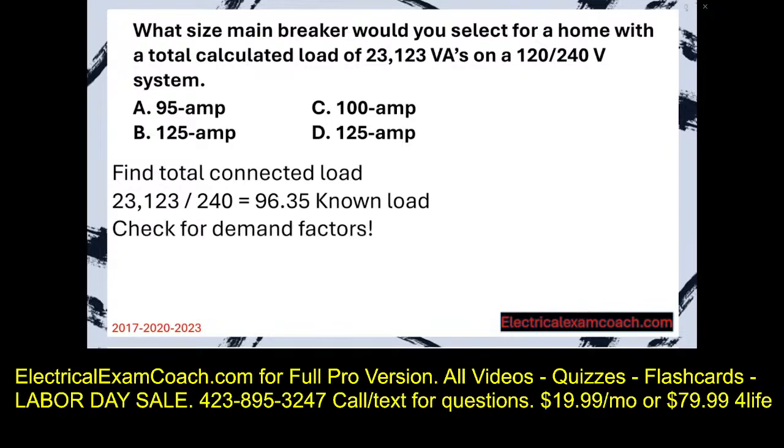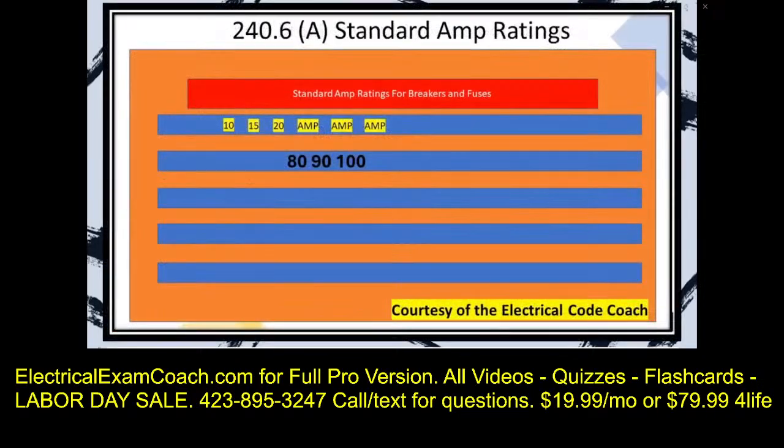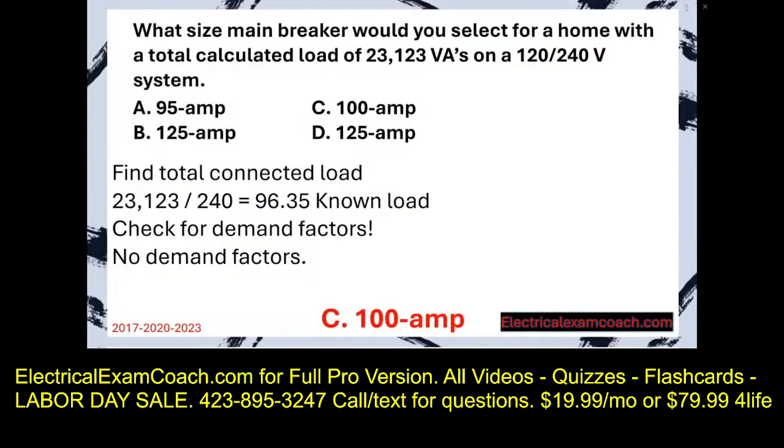Now we check for demand factors. Because this load calculation was already performed, there are no more demand factors to do. They were done along the way, right? We would have performed our range demand factor, our dryer demand factor, and then now we have this total lump sum of 23,123. So all we have to do is divide by 240, and there are no demand factors. Now that we have our known load, we head to table 240.6(A), and we choose the next size up. In this case it's going to be a 100. Great job.